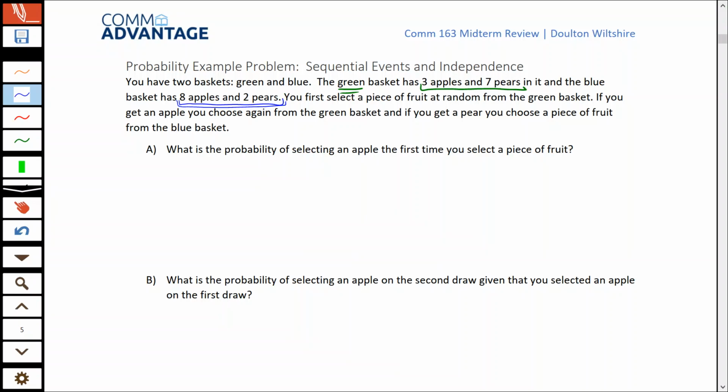So part A asks us, what's the probability of selecting an apple the first time you select a piece of fruit? So the first time we select a piece of fruit, it says we're selecting from the green basket no matter what. So this is going to be from our green basket. And so the probability of getting an apple in that situation, when we look at the green basket, there are 3 apples out of the 10 possible pieces of fruit. So that's going to be a 30% chance.